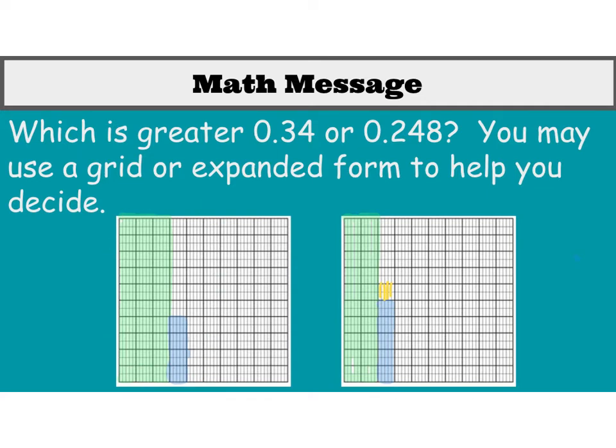And then we went over here to the second grid, and I shaded in 2 columns for my 2 in the tenths place. I shaded in 1, 2, 3, 4 for my hundredths, and then 2, 4, 6, 8 for my thousandths place. So looking at this particular problem now, which one is greater? We would say 0 and 34 hundredths is greater than 0 and 248 thousandths. Did you get it right?